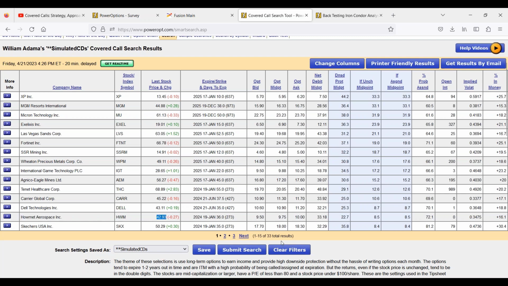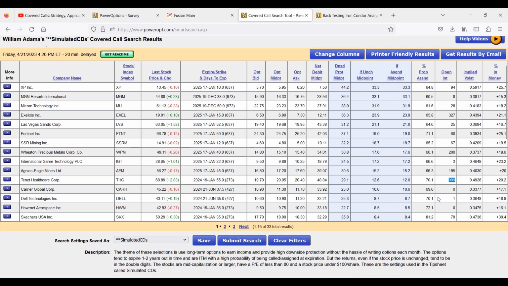Stock trading at $42.93, selling the 2024 January 36 strike, 6 points in the money, for a premium of $9.75. Has a 72% probability assigned, just shy of Mike's requirements in this case. And again, zero open interest. But we do have a lot here with a reasonable open interest as well.